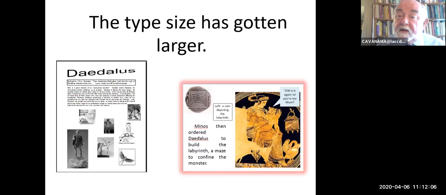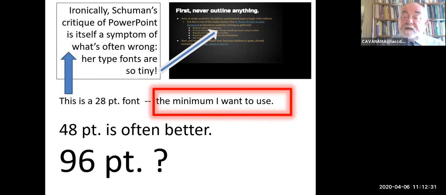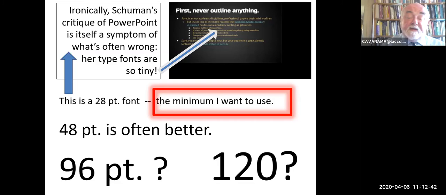Ironically, we go back to Schuman's critique. One of her problems with her example of an outline is that the type fonts are so tiny. Let me recommend from my experience, 28-point font. Unless I do a footnote, you know, with an asterisk at the bottom of the page, 28-point is the minimum I want to use. 48-point is often better. You have a 96-point maximum button to pull down, but you might have noticed this also in other Microsoft Office applications. You can always create your own size. You can type in 120 points, and even though it's not on the list, you can do 200 points if you want. So there's a considerable amount of flexibility.